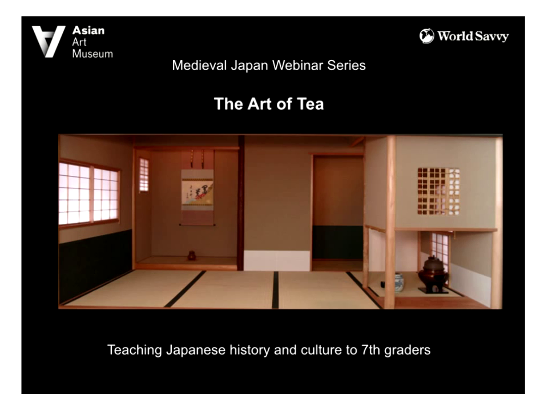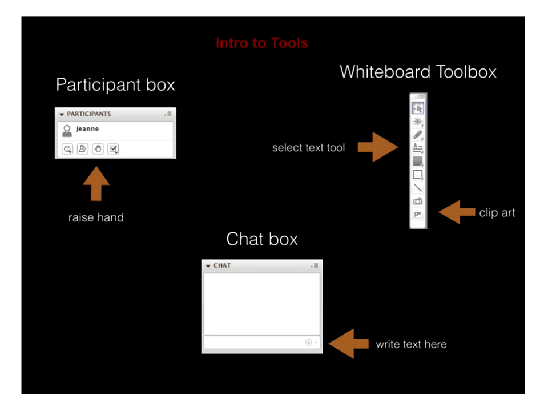I'm going to be taking you through a series of slides to introduce an activity that you can use with your students around the art of tea. But before we do that, I'd like to just show you some of the tools in the Blackboard Collaborate interface that we're using so that you can become familiar with these different tools that we're going to be using today. So we have three main things we'll be using.